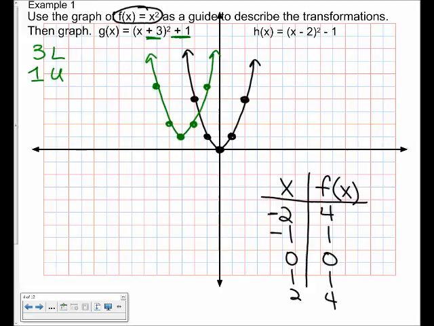All right, so I'll give you a few seconds to make sure you have all of that. Big thing on this is inside the parentheses, you must think opposite. So a +3 in the parentheses is actually 3 to the left.